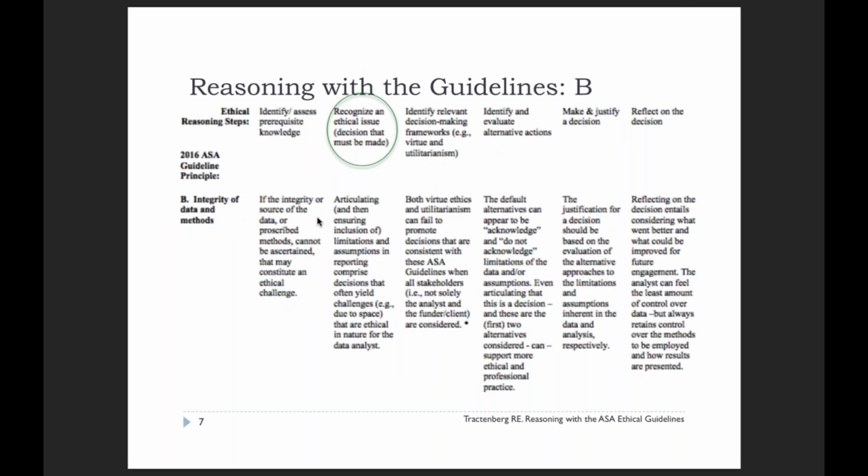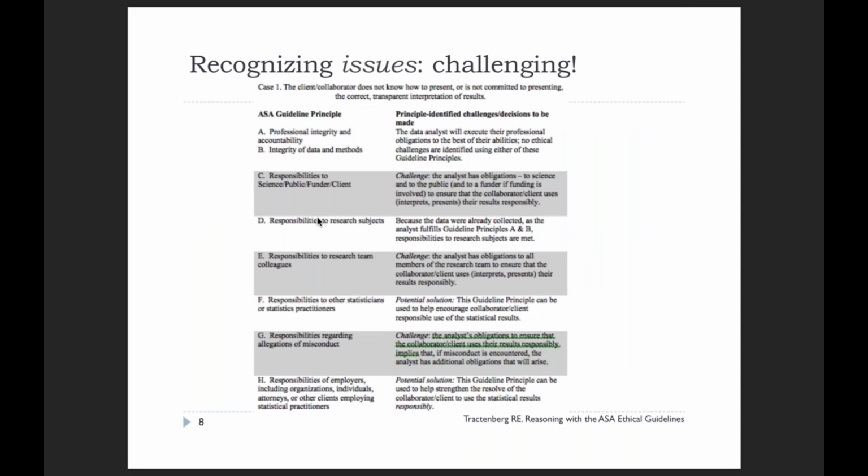Then principle B relates to the integrity of data and methods. This table appears in the paper and is discussed at length there. The paper talks about walking through the same ethical reasoning steps across the top for principle B, relating to integrity of data and methods. Recognizing that the ethical decision exists and must be made is the first sort of barrier. It's the first problem that people have. So that's why we're going to focus on what it means to recognize that an ethical issue is before you. And in this case, this is from the Gunaratna and Tractenberg 2016 proceedings paper.